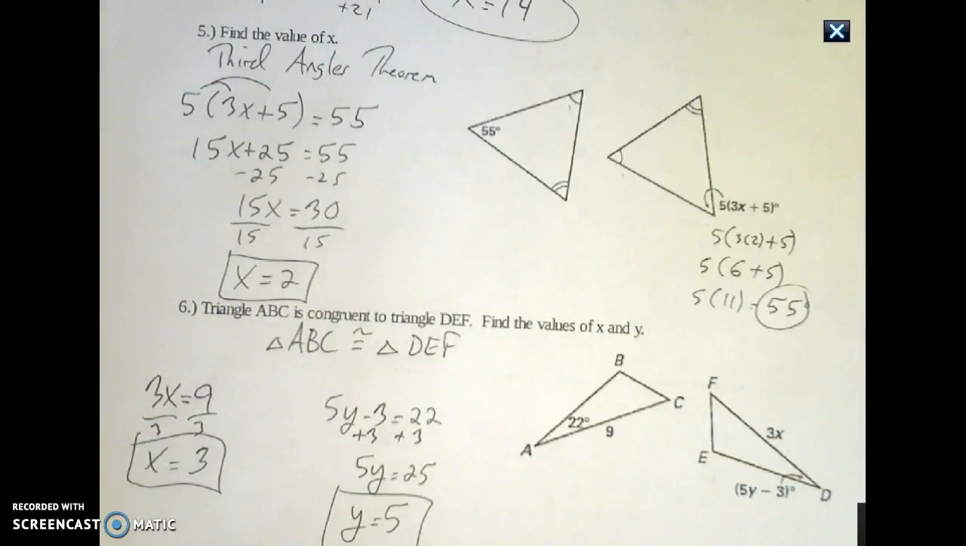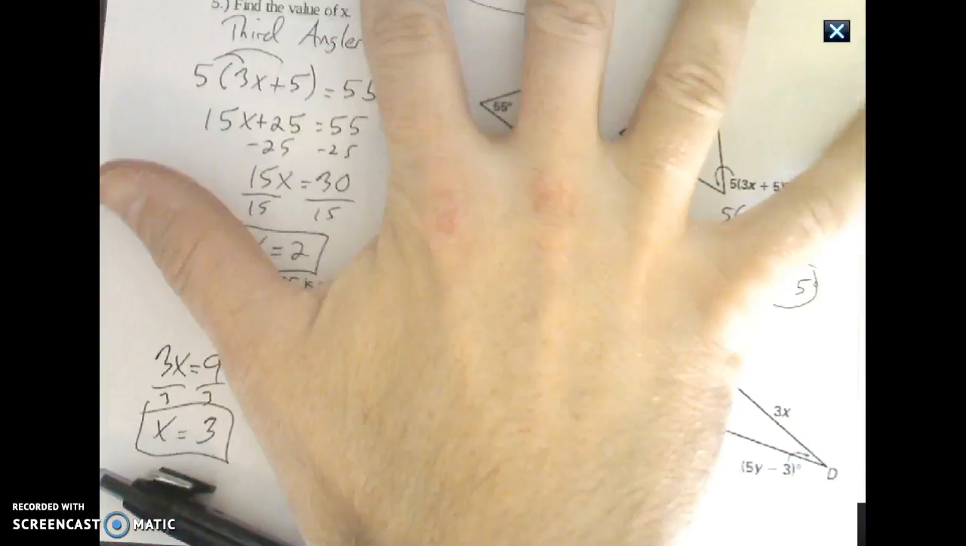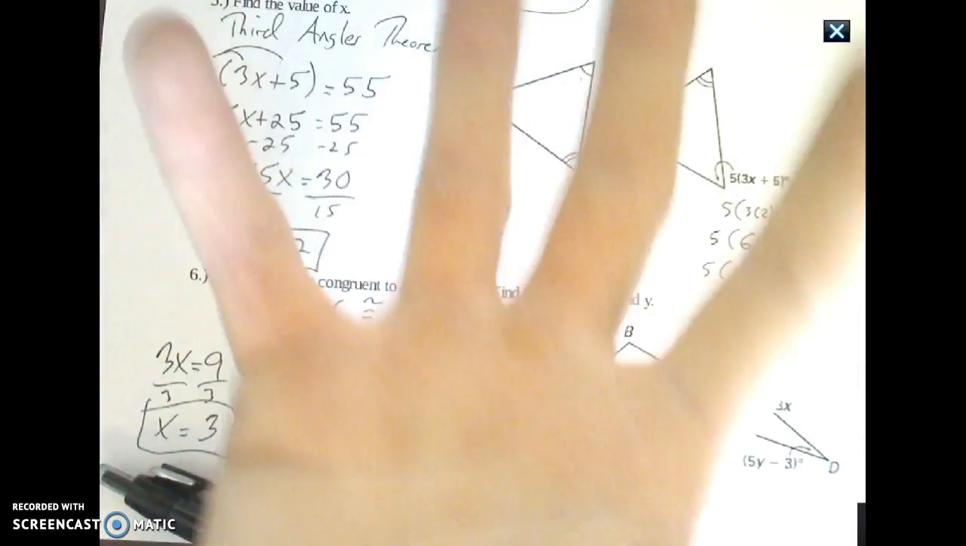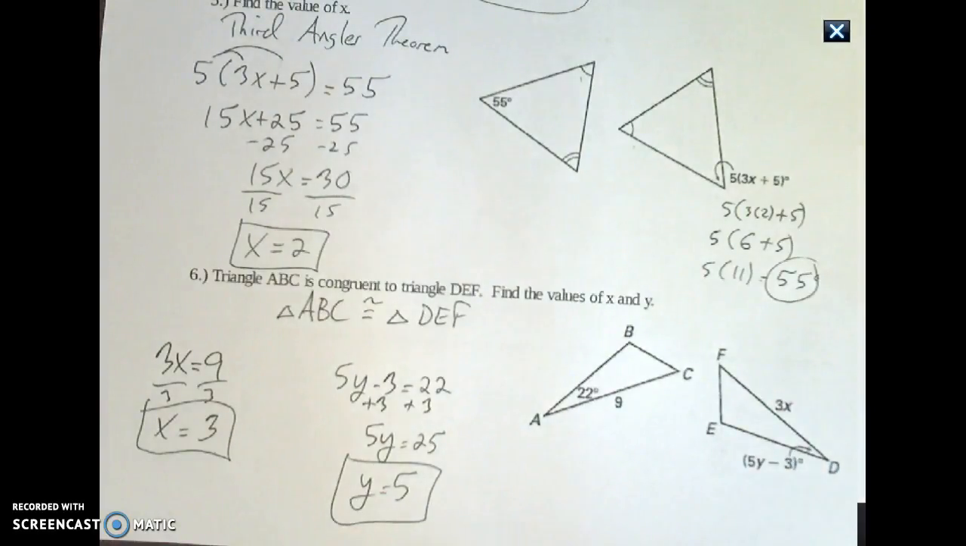And what are three angles of a triangle have to add to? 180. Boom! 5. I thought you were thinking I wasn't going to do it, but oh, sneak attack. Whoa. Alright, sorry, that's my own little fun.